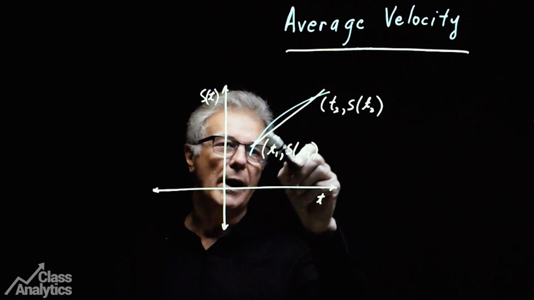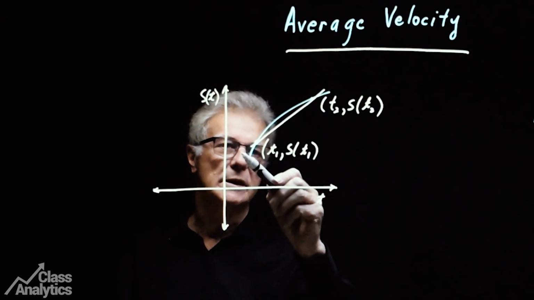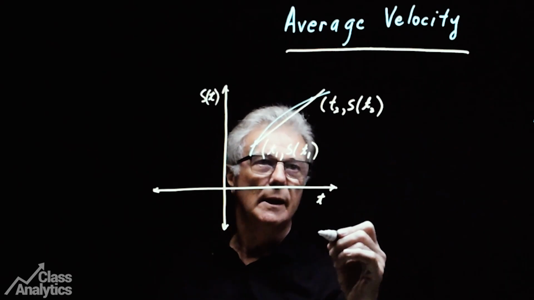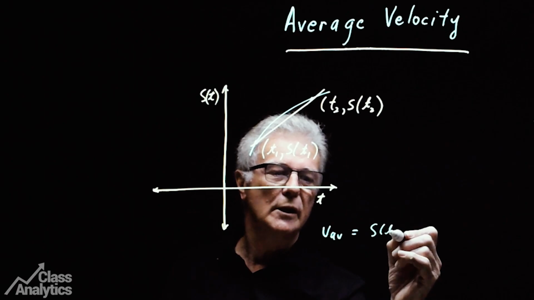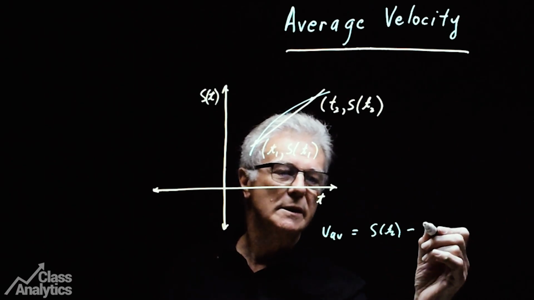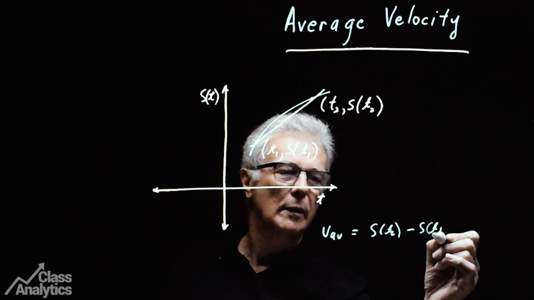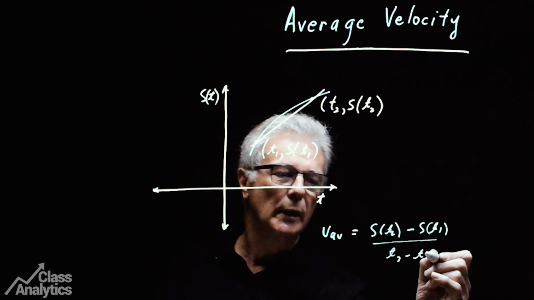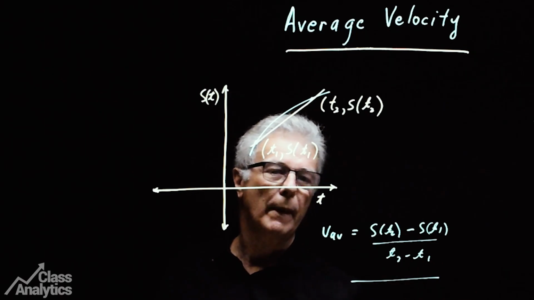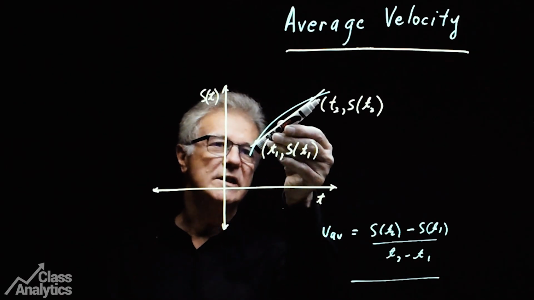So the gradient of that line, which is the average velocity, is equal to S(t2) minus S(t1) all over t2 minus t1. As simple as that. And that is actually, you can see, the secant.